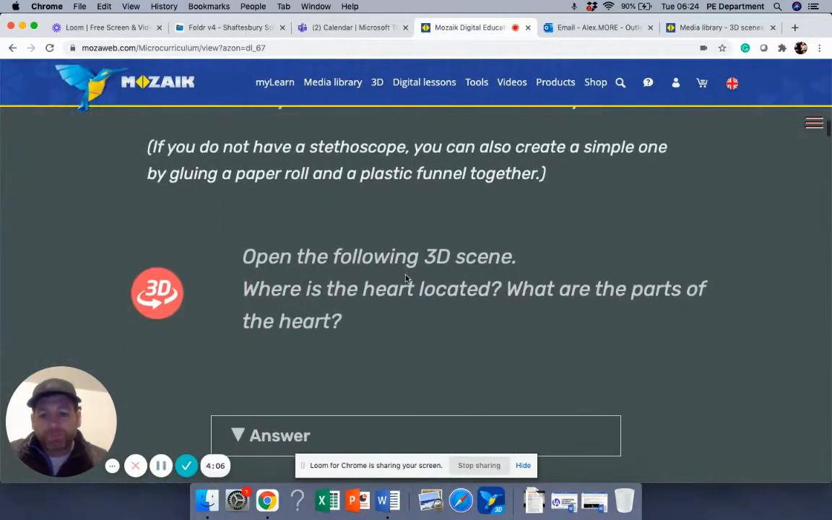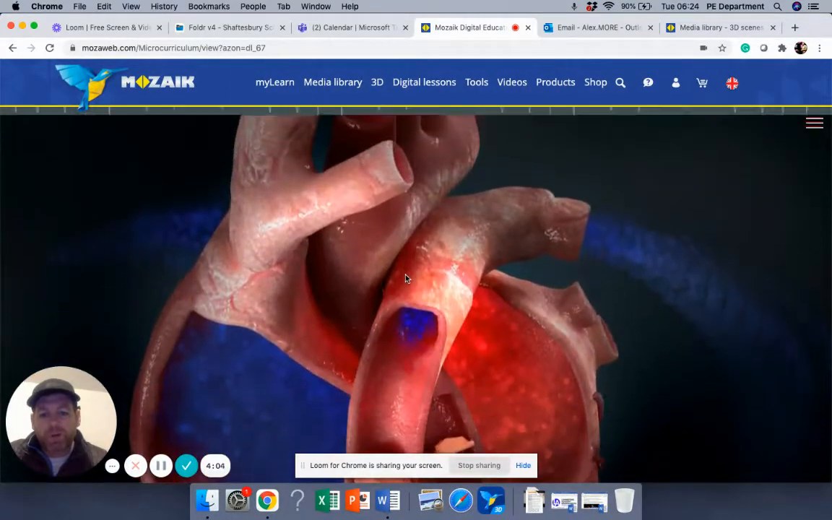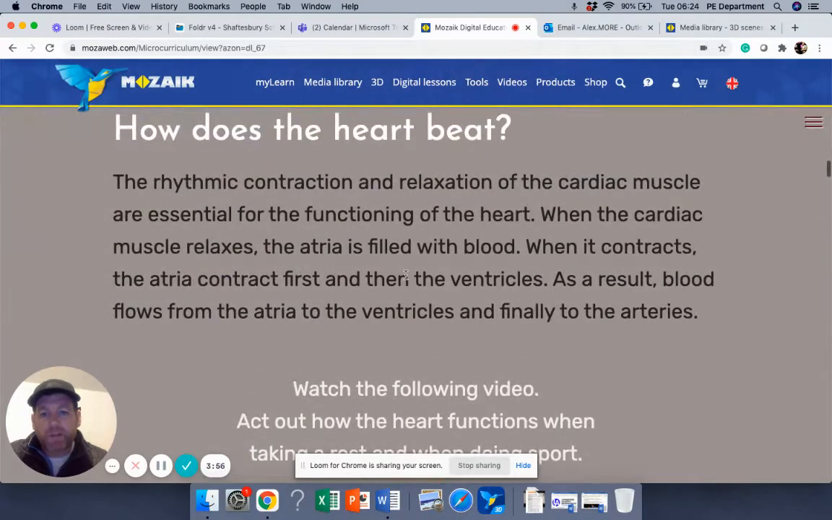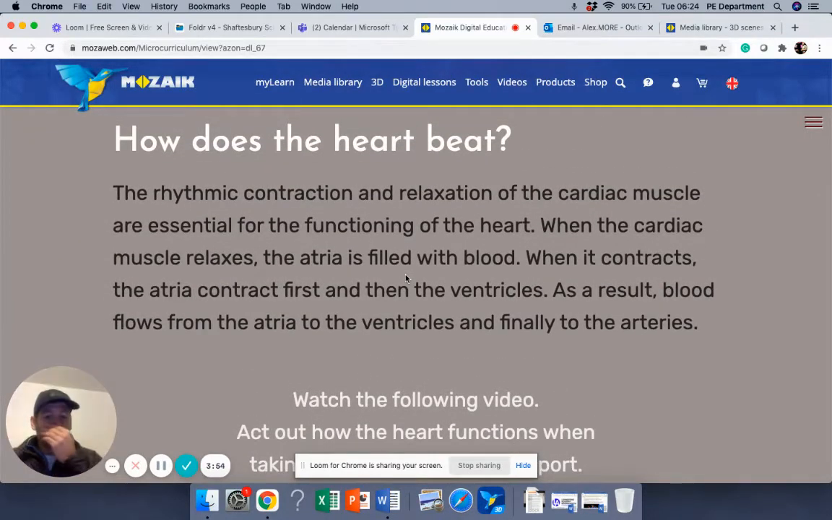Okay, so we'll scroll down slightly. There are different chambers to the heart. There are 4 chambers in total, the atria and the ventricles, and we'll look at those in a future video. But how does it beat? It's a rhythmic contraction and relaxation, which is called diastole and systole.